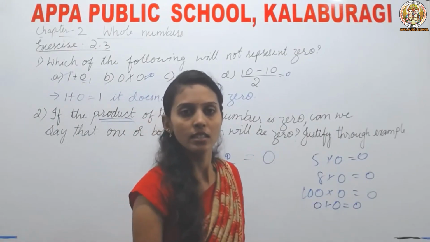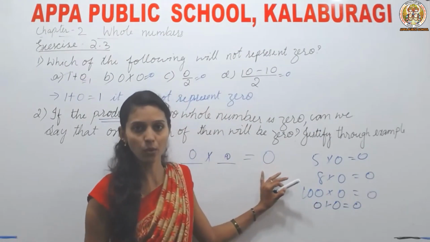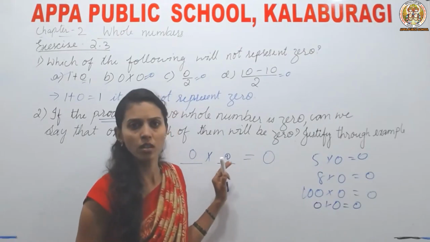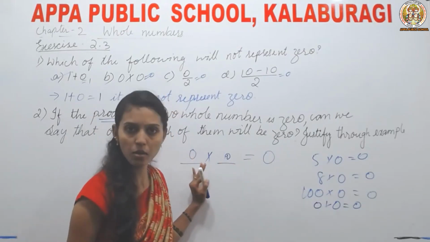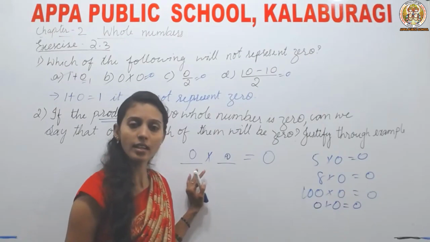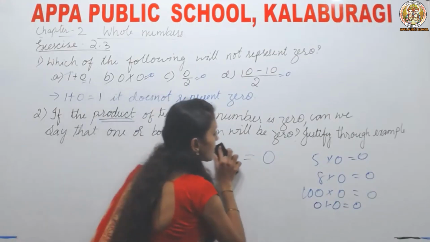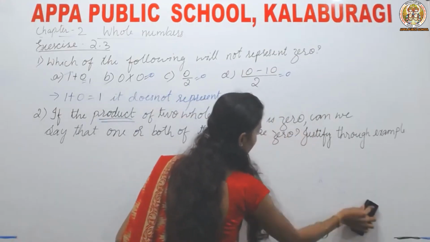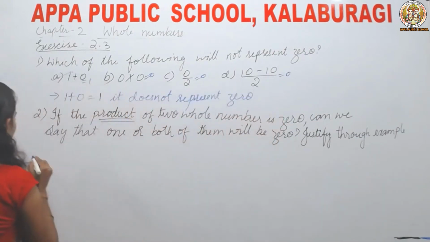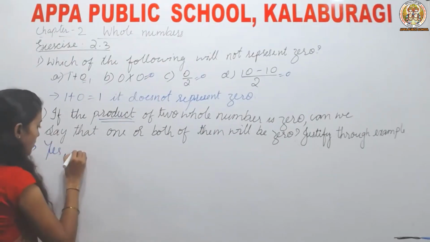Right? See, if the product is given as 0, then obviously any one number will be 0, or else both also. If one number is 0, the product will be 0 only. If both are also 0, then also there will be no change in the answer. The product will be 0 only. Got it? So therefore, yes, if the product is 0, we can say that, and we'll write: yes, we can say that.